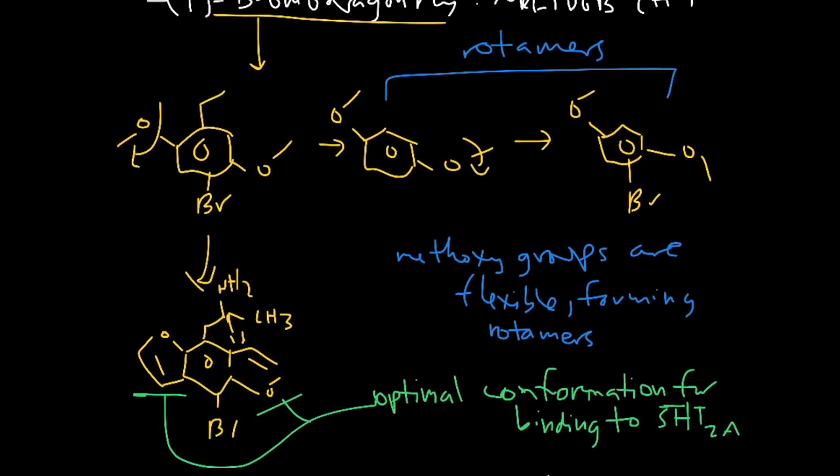Now, it turns out that the down position here and the up position here are optimal for binding to the 5-HT2A receptor. So what one researcher did was lock them in that conformation by closing that bond, closing the ring, and locking it in the down position and the up position. This is the optimal conformation for binding to the 5-HT2A receptor. And now you get a really potent hallucinogen. Pretty cool, huh?